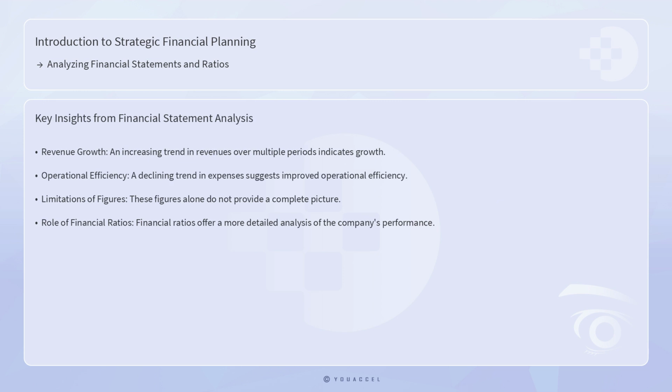Analyzing these financial statements involves examining the figures and trends to assess the company's financial health. For instance, an increasing trend in revenues over multiple periods indicates growth, while a declining trend in expenses suggests improved operational efficiency. However, these figures alone do not provide a complete picture. Financial ratios come into play by offering a more detailed analysis of the company's performance.